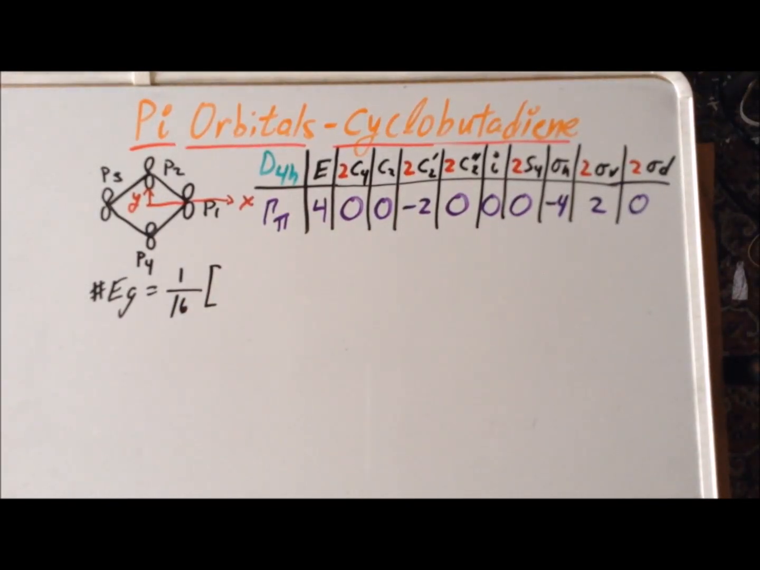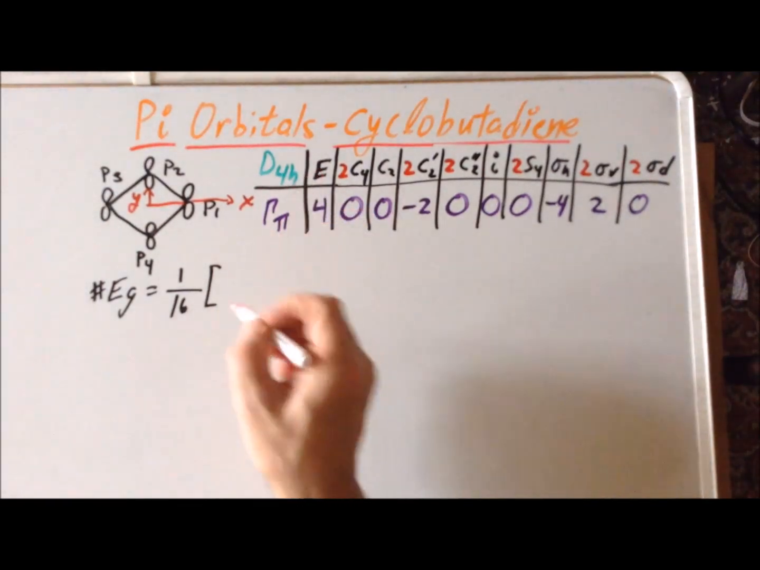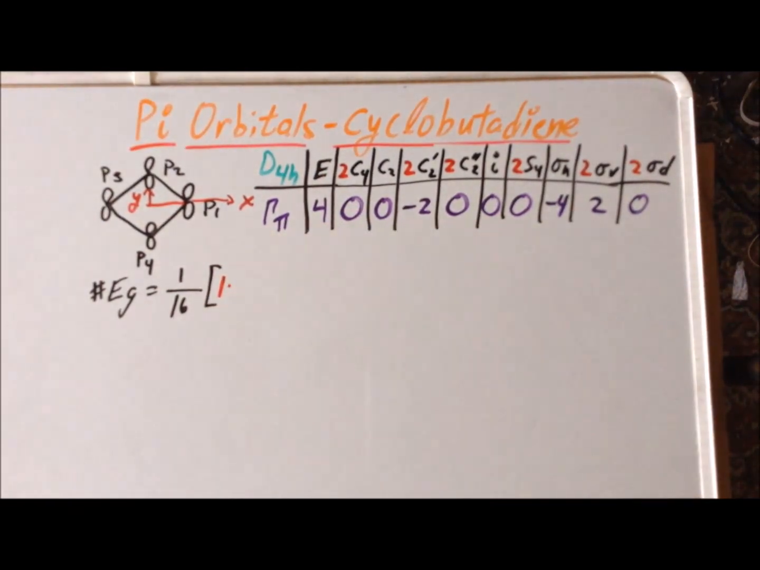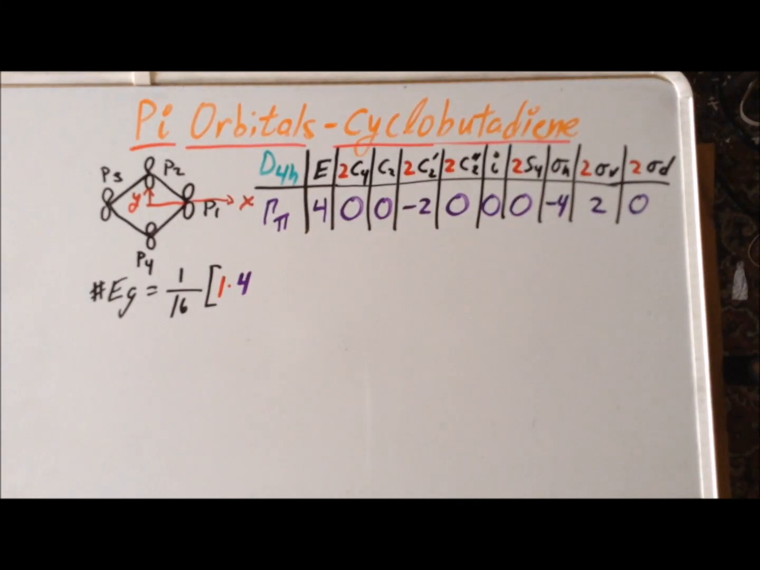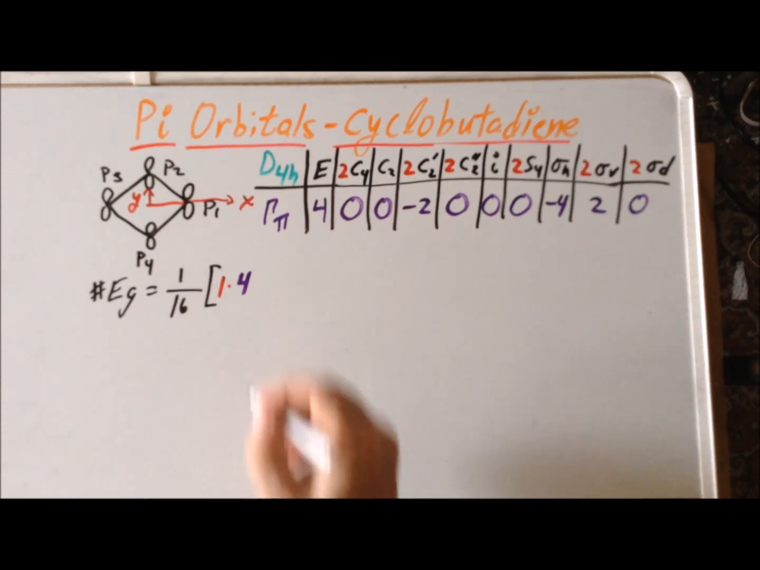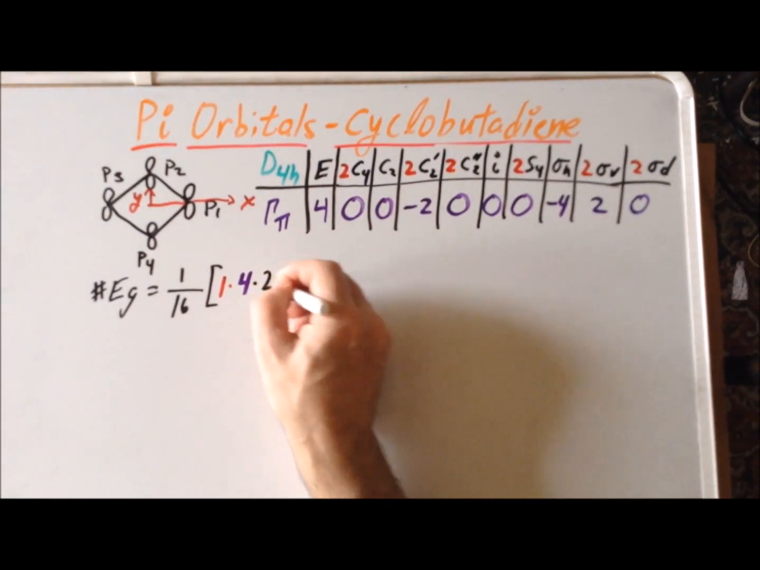So recall the first factor in each term is going to be the number of symmetry operations in the class. So for E, there's 1 operation. The character from the reducible representation is a 4, so we do that in purple. And the character from the irreducible representation in point group D4h, Eg, is a +2, so we put that in black.